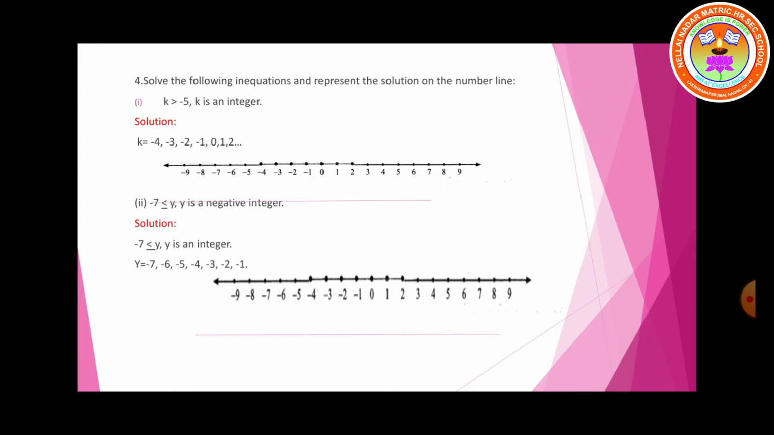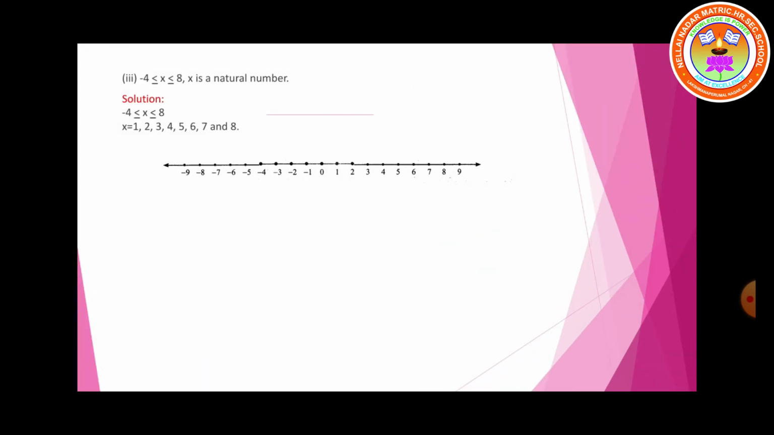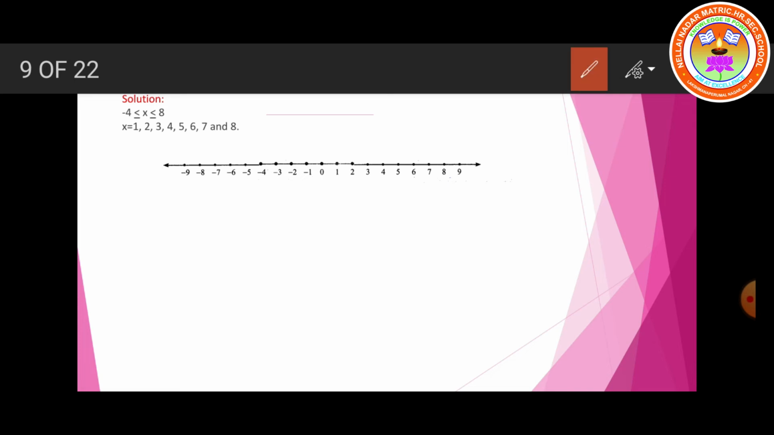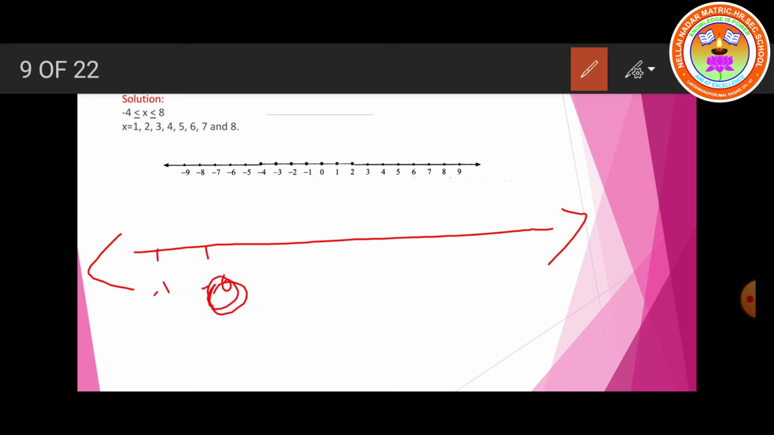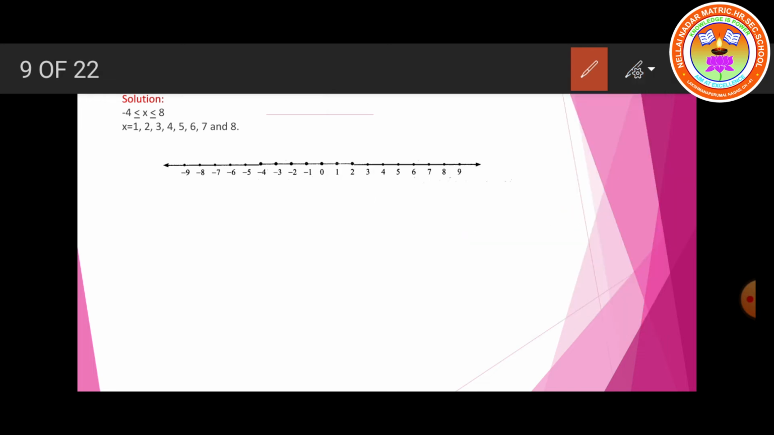Here, how to write that one? Put a point on minus 1, 0, 1, 2, 3, 4, 5, 6, 7, 8. You have to put a point on 1, 2, 3, 4, 5, 6, 7, 8. Can you understand? Put a point on each of those. Next one, we are going to see the next one.